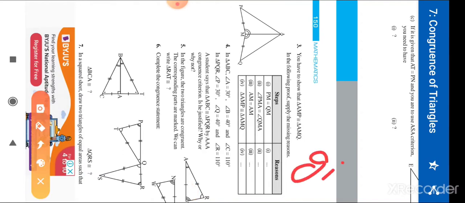In the next part, angle PMA is equal to angle QMA. It is also given in the question. Side AM is equal to side AM, so this side is common for both the triangles. Here triangle AMP and triangle AMQ are congruent by the angle side angle rule.